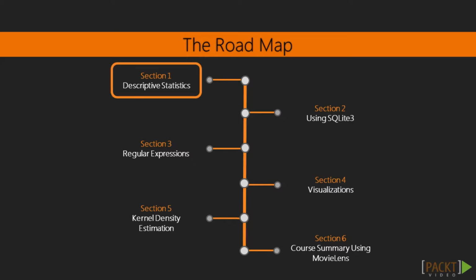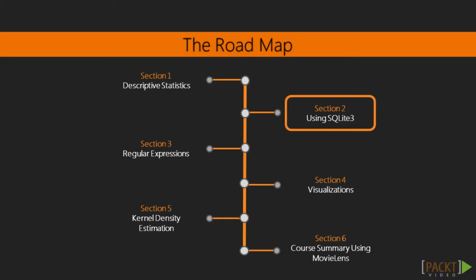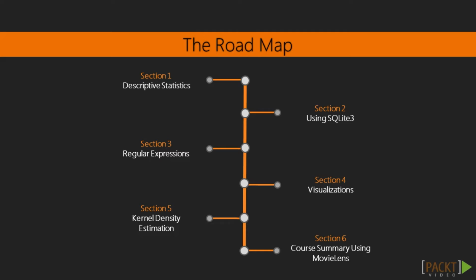In section 1 of this course, we are going to cover the CSV file format, as well as descriptive statistics. The descriptive statistics we're going to cover are the ones that you're most familiar with: the mean, the mode, and the standard deviation. In section 2, we're going to cover the SQLite 3 database, which is a popular database engine for working with flat files.